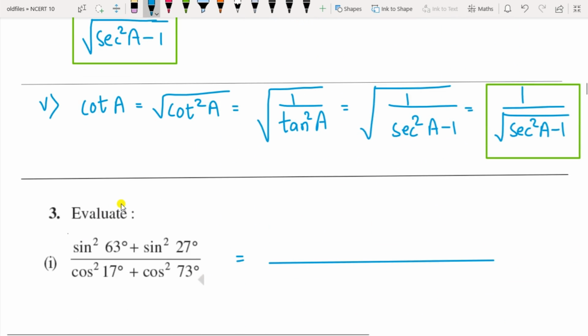Then cot, so under root of cot square A minus 1. So 1 upon cot means 1 upon tan, so it will be 1 upon tan square A. Write tan in terms of sec, that will be sec square A minus 1. If you take the square root, it will be 1 upon under root of sec square A minus 1. That is the value of cot in terms of sec.